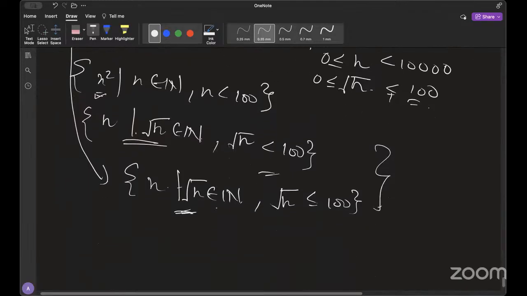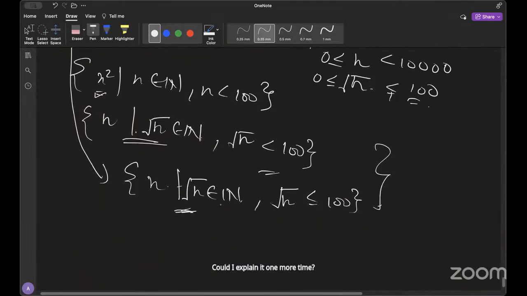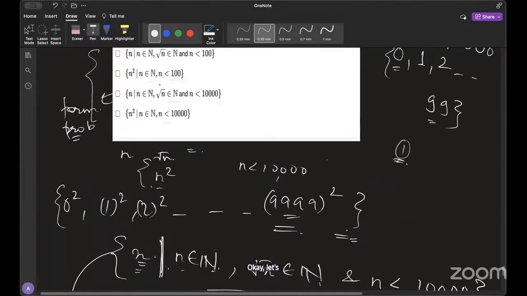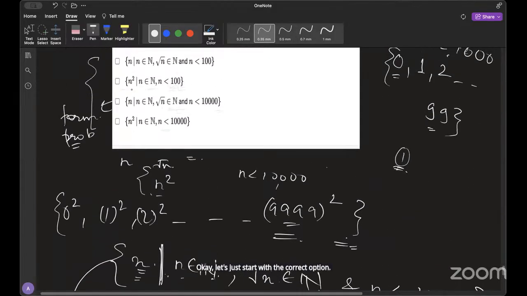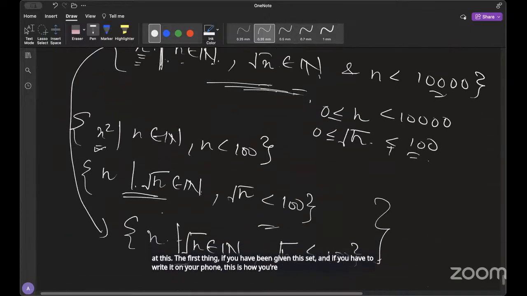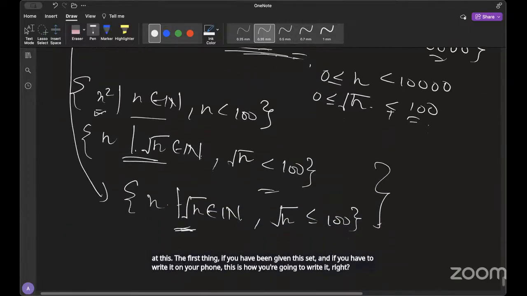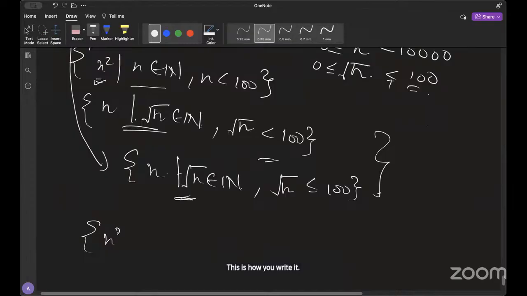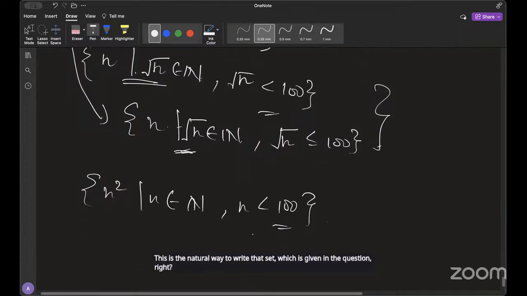Should I explain it one more time? Yes, ma'am. Okay. Let's start with the correct option. This is the natural way to look at this. If you have been given this set and you have to write it on your own, this is how you are going to write it: n square such that n belongs to natural numbers. This is the natural way to write the set given in the question, right? I hope this part is clear.